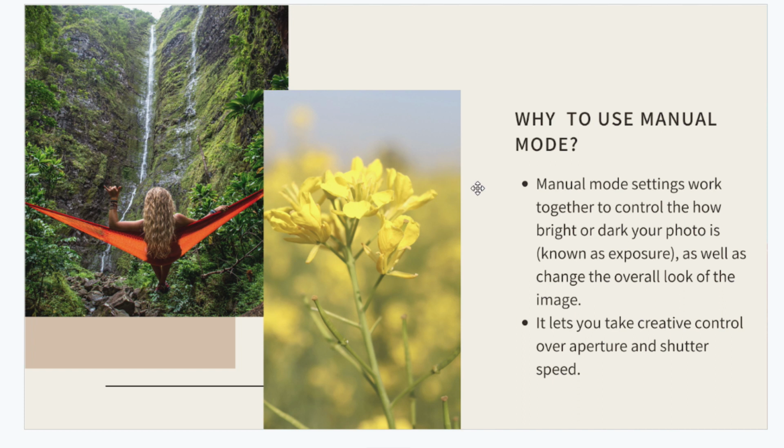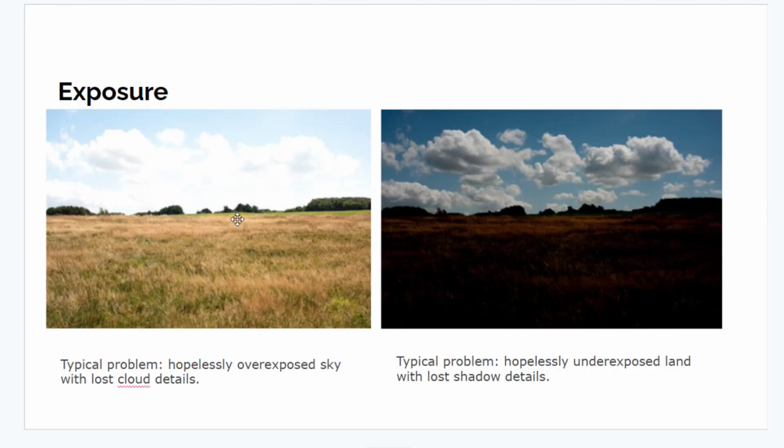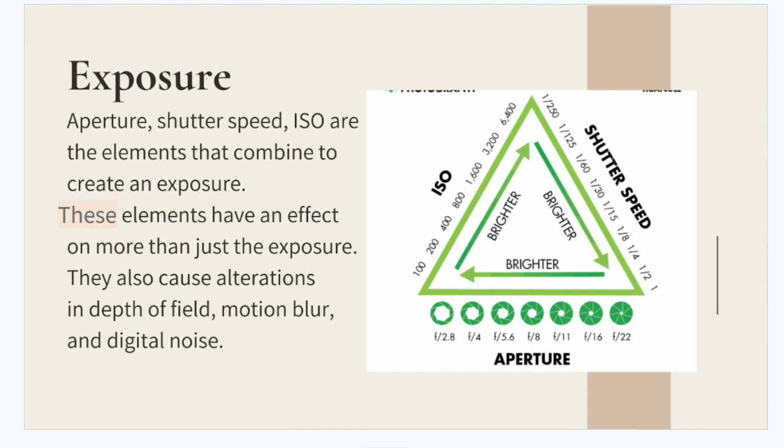Why do we need to do manual photography? Manual mode settings work together to control how bright or dark your photo is, known as exposure, as well as change the overall look of your image. The best exposure you could get is not too dark or too overexposed; it should be well exposed. So this is the exposure triangle. It means we have to use three different factors: ISO, shutter speed, and aperture. Then only you could get the right exposure.